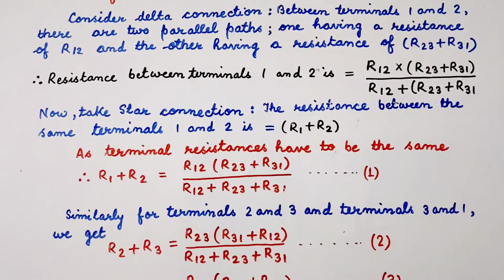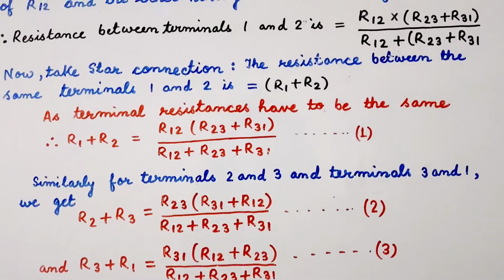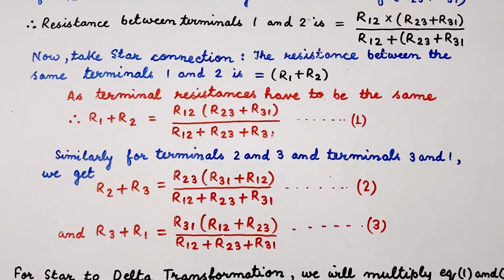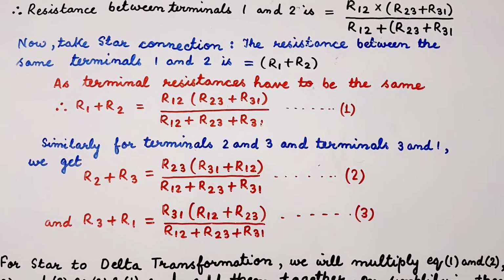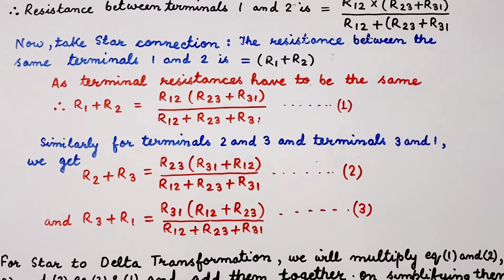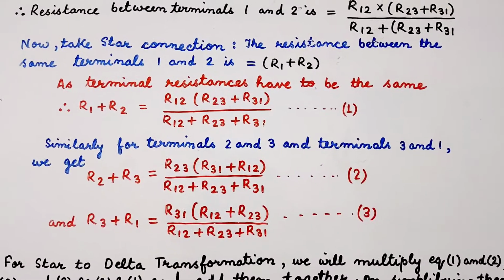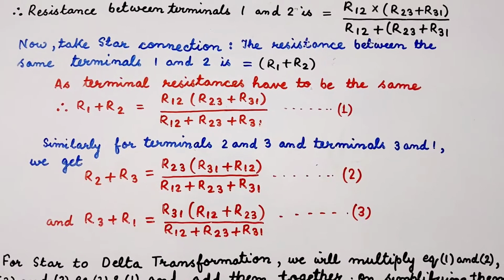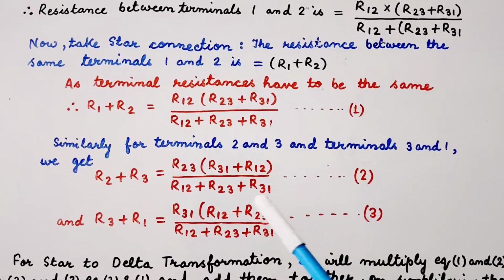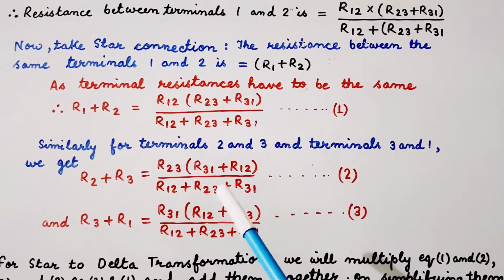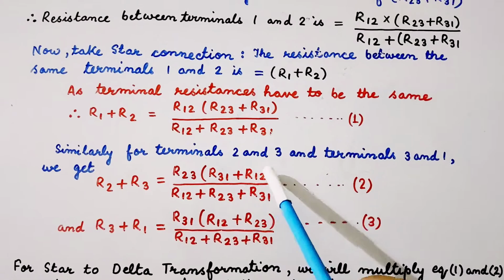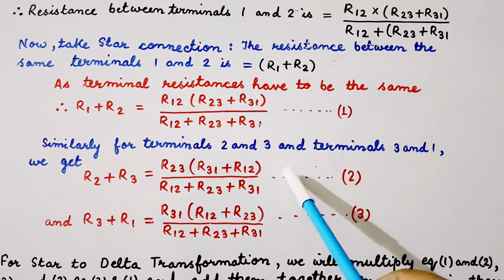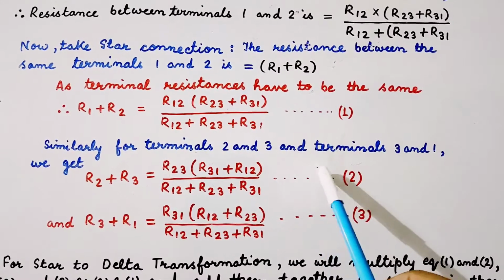In a similar way, we can find out the equivalent resistance between the terminals 2 and 3 and the equivalent resistance between the terminals 3 and 1 in delta connection as well as in star connection, and after equating them we get the equation R2 plus R3 is equal to R23 multiplied by R31 plus R12 divided by R12 plus R23 plus R31. This is for the terminals 2 and 3.